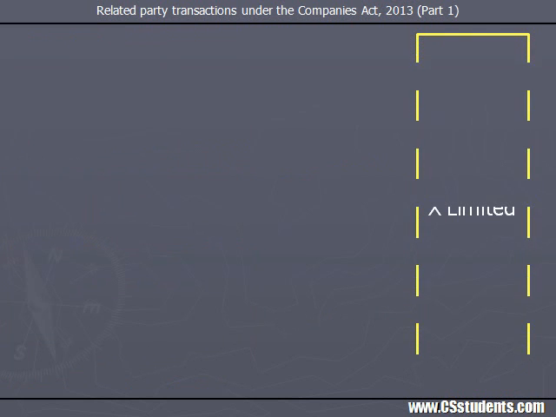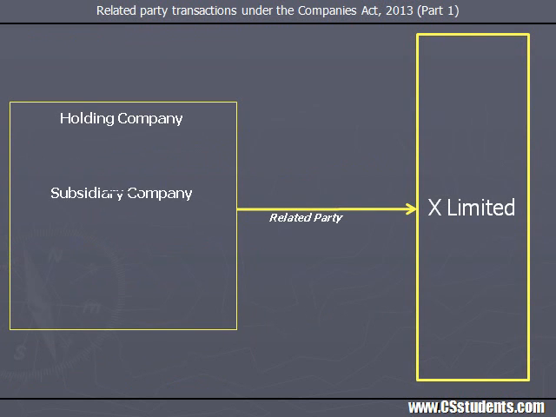Other categories: holding, subsidiary or associate companies are also related parties. In our example, if X Limited has a holding company, then it's a related party. Similarly, if X Limited has a subsidiary, then that subsidiary would also become a related party. Or if X Limited has an associate company, then such associate would also become a related party. Associate companies are defined under Section 2, subsection 6 of the new Act.